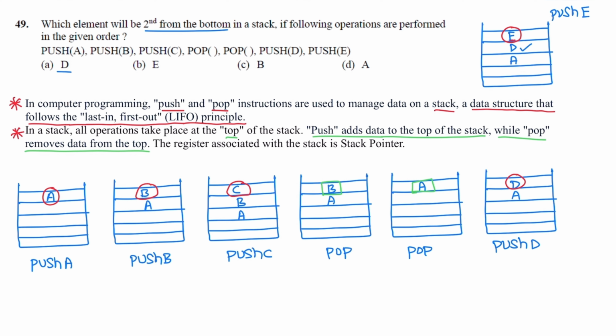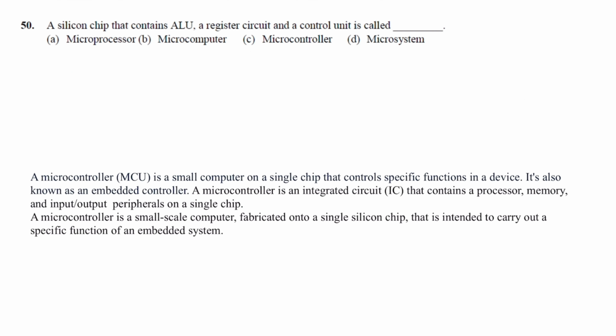Next question. A silicon chip that contains ALU, a register circuit, and control unit is a microcontroller. So a microcontroller is a small computer on a single chip that controls specific functions in a device. It is also known as an embedded controller.